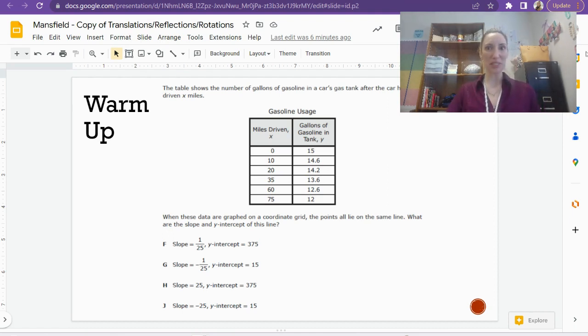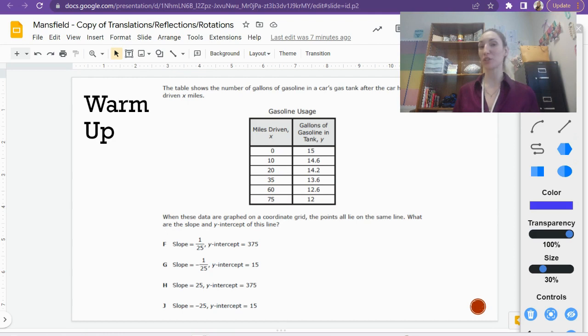For our warm up for today, we have this one here that says the table shows the number of gallons of gasoline in a car's gas tank after the car has been driven for x miles. And then we have the table. Then the question: when these data are graphed on a coordinate grid, the points all lie on the same line. What are the slope and y-intercept of this line? So I'm looking for two things, right? I am looking for the slope and the y-intercept, okay?